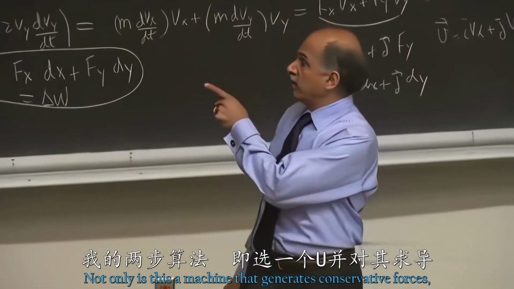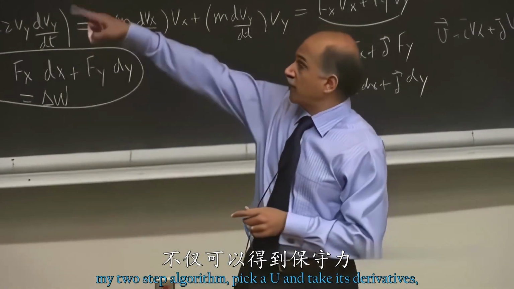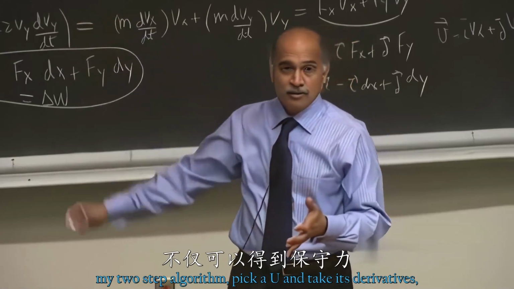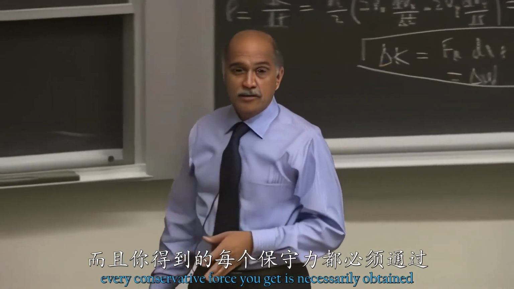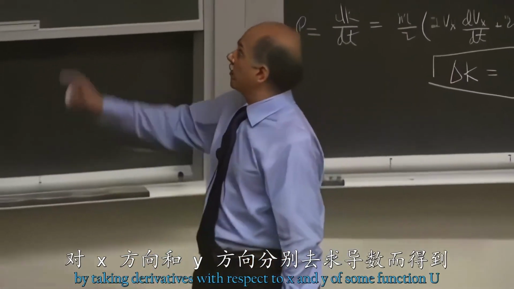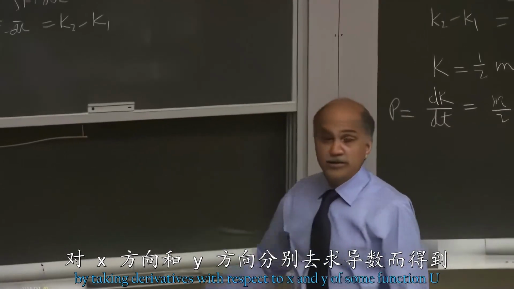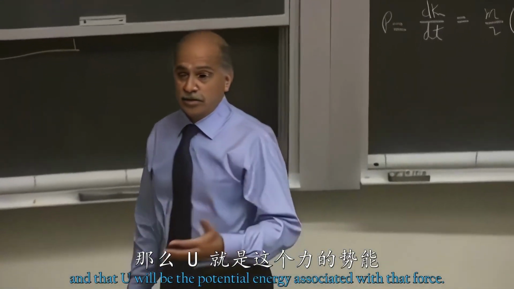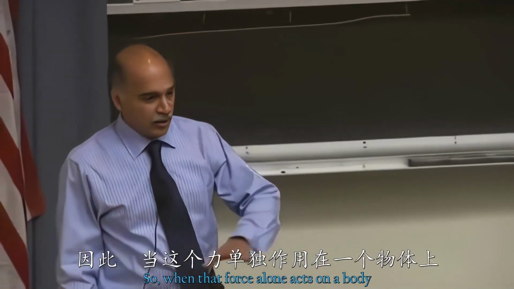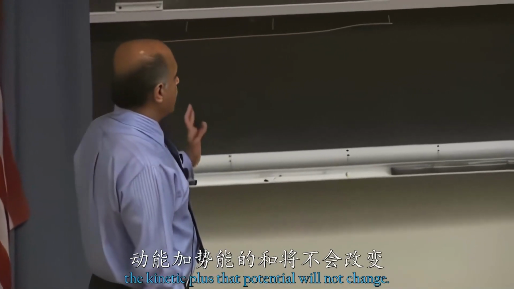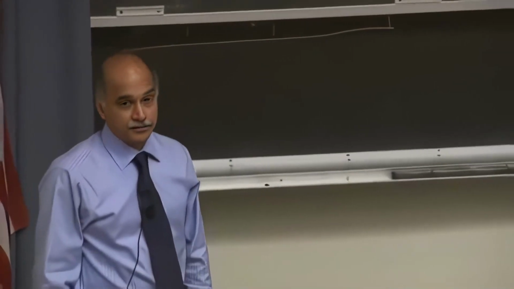Not only is this a machine that generates conservative forces, my two-step algorithm, pick a u and take its derivatives, every conservative force you get is necessarily obtained by taking derivatives with respect to x and y of some function u. And that u will be the potential energy associated with that force. So that when that force alone acts on a body, then kinetic plus that potential will not change.